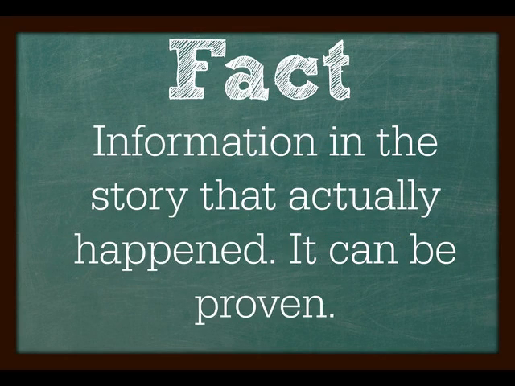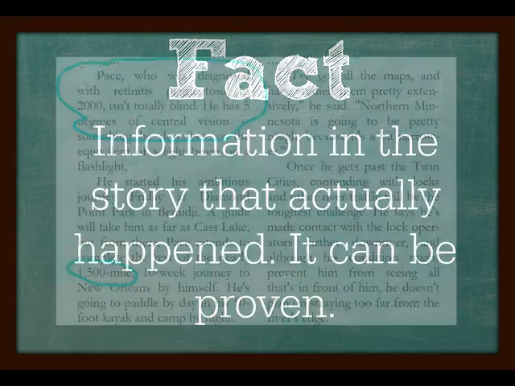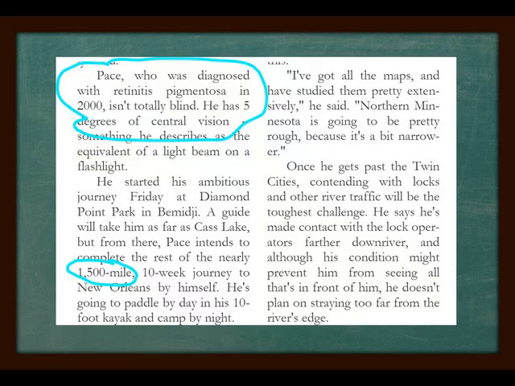A fact. You should know this. It's information in a story that's happened or it can be proven. There's plenty of facts in a story. For example, Pace was diagnosed with retinitis pigmentosa in 2000. He isn't totally blind. He has 5 degrees of central vision. That's a fact. It can be proven. And below that, the journey was going to be 1,500 miles. That is something that can be measured and proven. You definitely want to have a lot of facts in your stories.